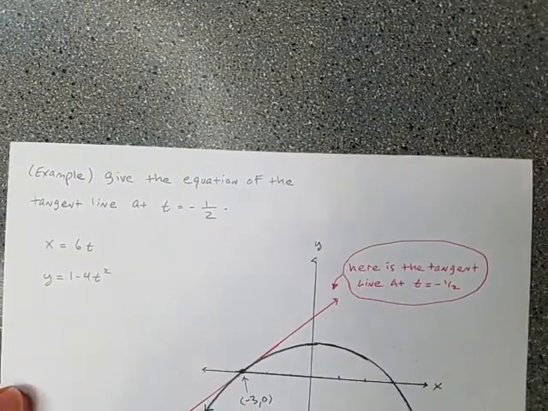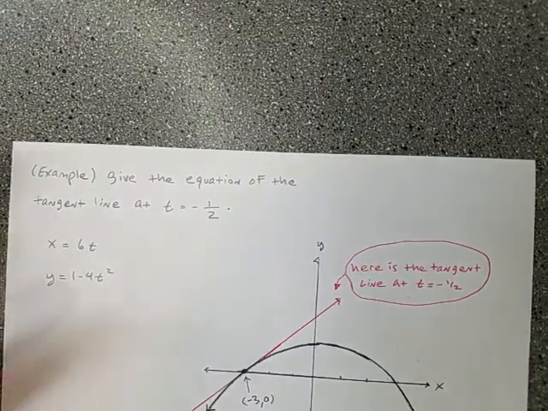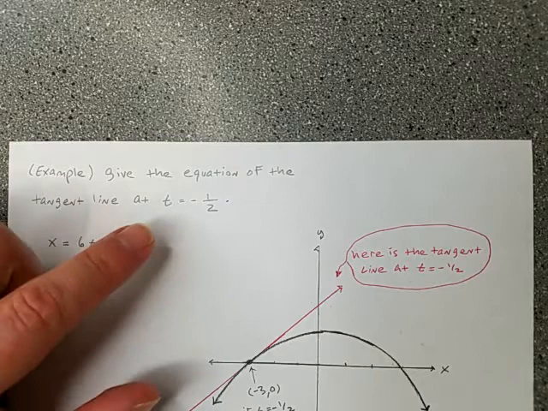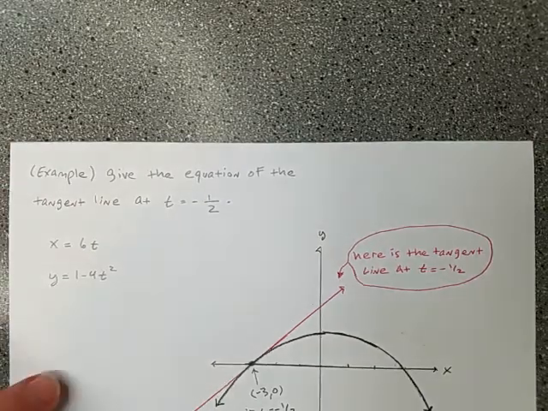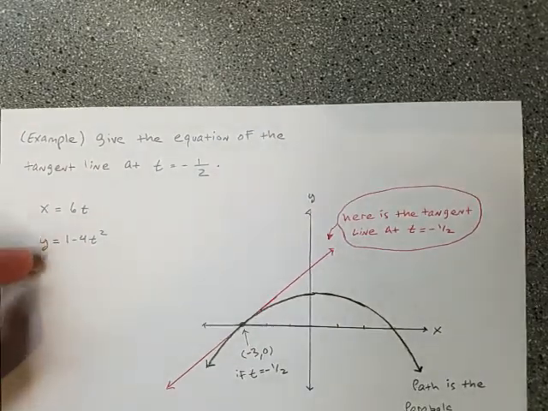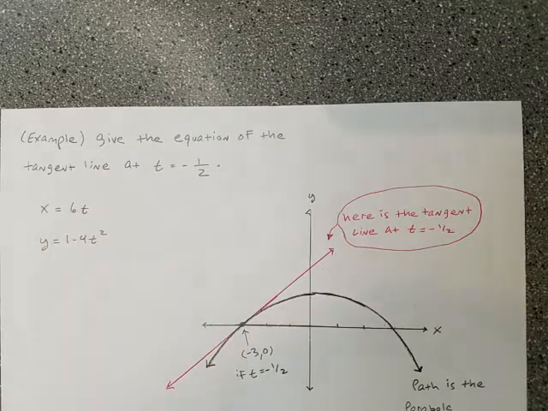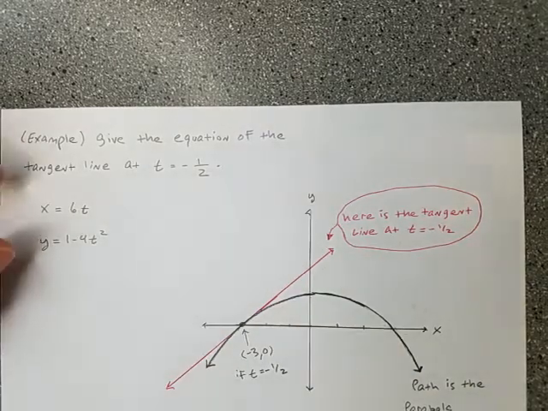All right. Let's look at another one. So here we go. I want to do something like the one we just did, but a little bit different. Give the equation of the tangent line at the point where t is negative 1/2 for parametric equations x is 6t, y is 1 minus 4t squared. All right. So I think we can do this one like the last one.